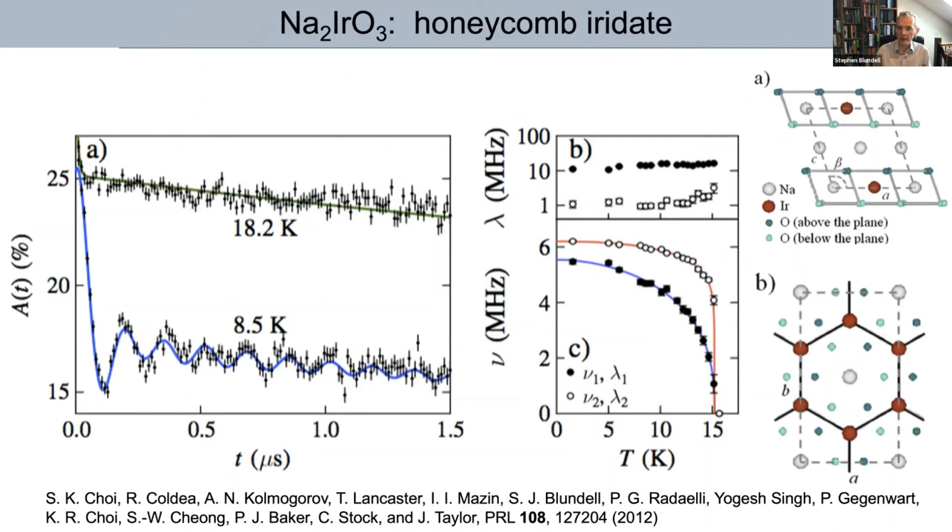Now, let's just have a look at a particular example. This is sodium iridate, which is a material that was very interesting because it was a KTF magnet candidate. It also turns out to show zigzag order, and very early in its history, we were able to show using muSR that it has long-range magnetic order. You can see these wiggles at 8.5 Kelvin, and this is indicating the order parameter of the magnet, and you can see its temperature dependence on the right.